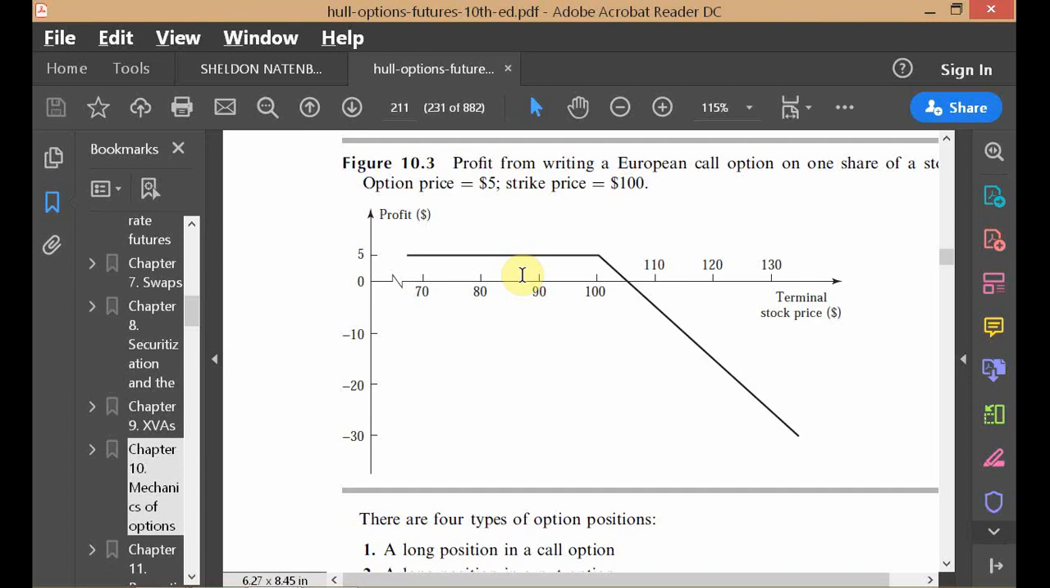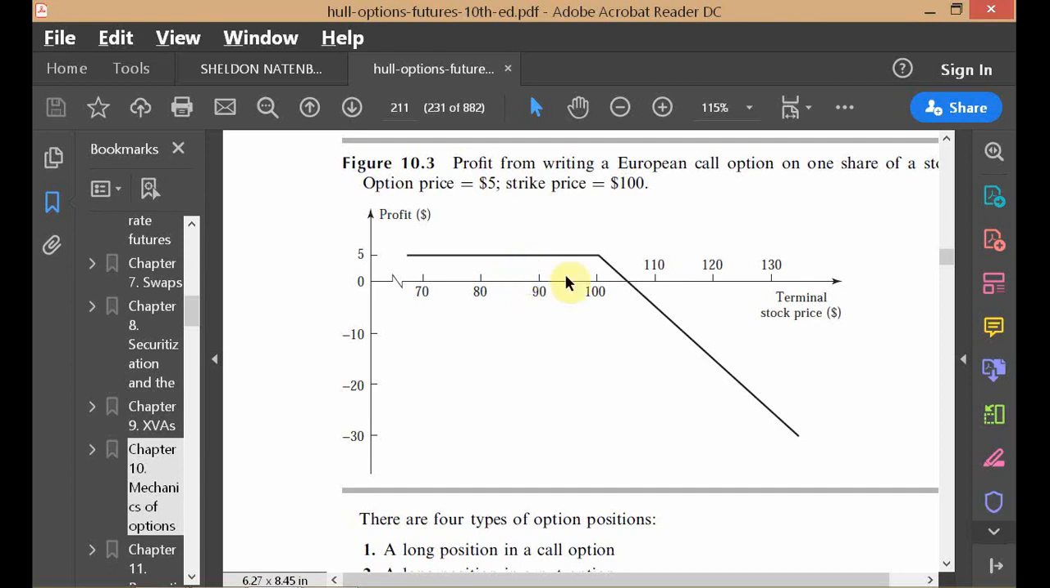Above the 0 line means it must be a short option position, because only when you sell an option do you earn premium. When you buy an option, like when you're buying car insurance, you have to pay out money, so there's no question of having a profit. Therefore, if you are getting a profit, that means you must be selling an option. That's what you should think straight away when you see this.